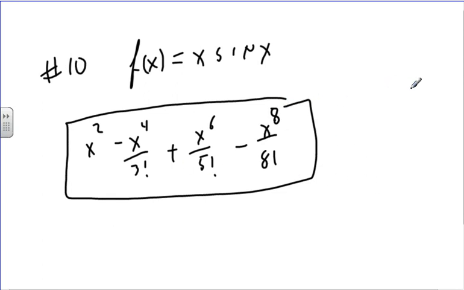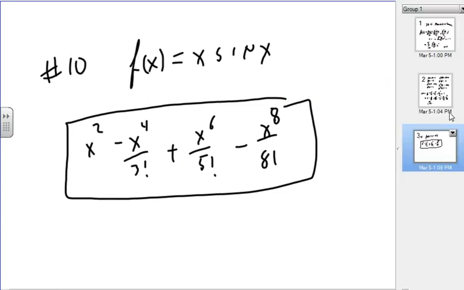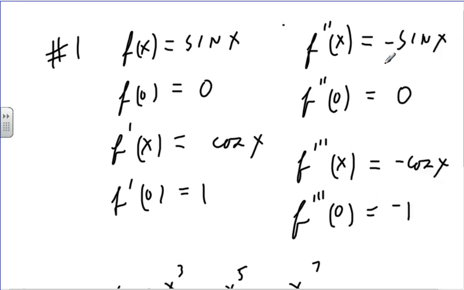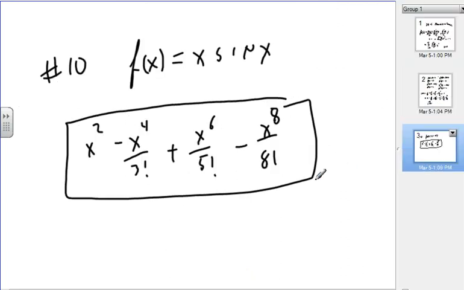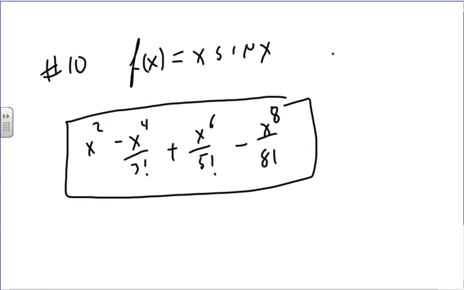Because if I take the sine x series from the other problem and just multiply it by x, that's what I'm going to get. So I know the right answer. Now in fact, I'd probably just do that. But because I'm in this thing, we're going to do it the hard way, so to speak.